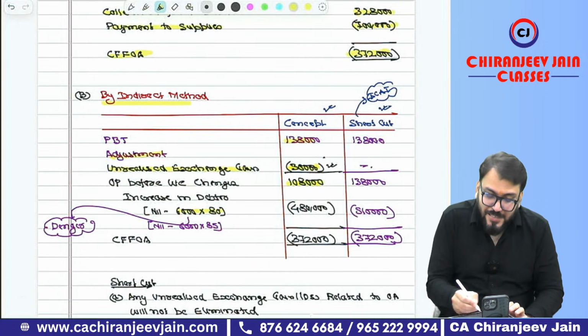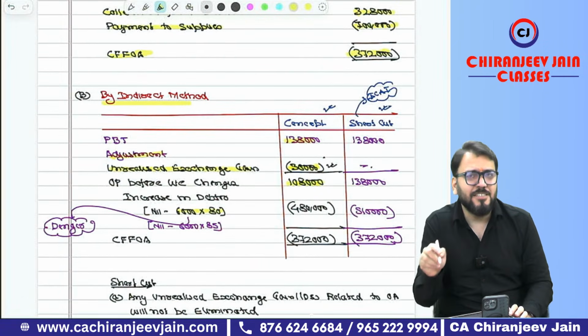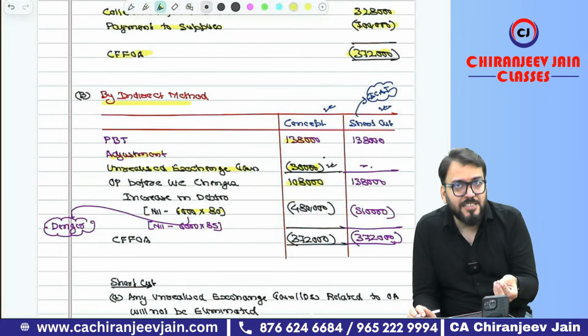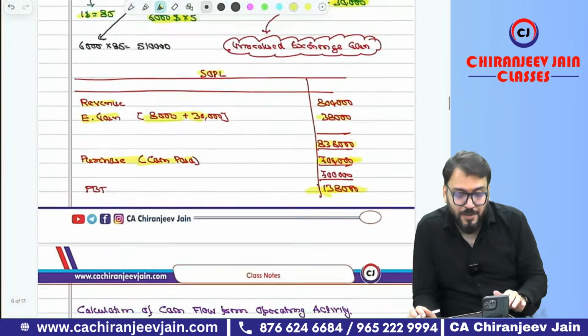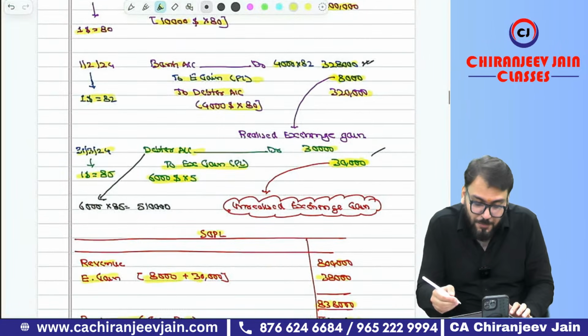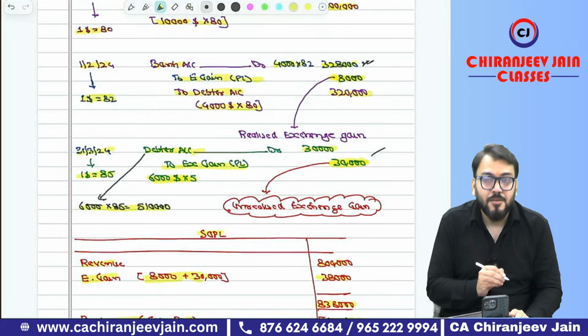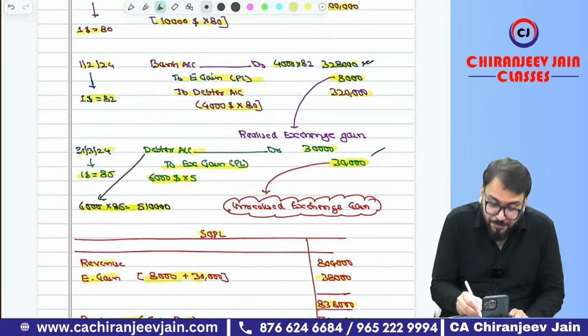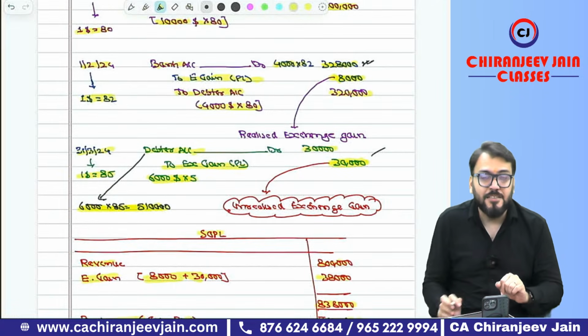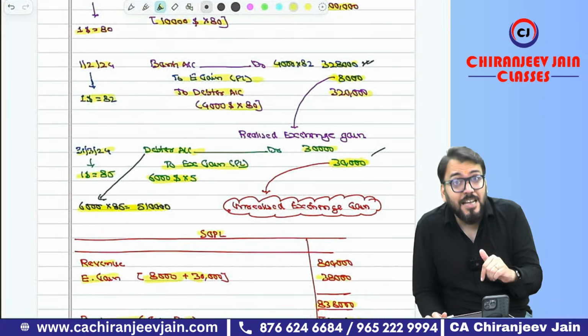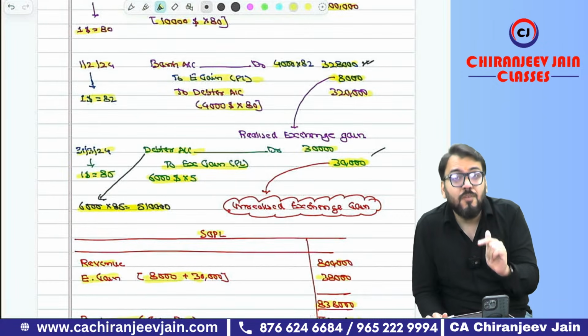1,08,000. And then we need to think about increase or decrease in debtor. Opening debtor was nil. Closing debtor becomes how much? Yes, closing debtor becomes 6,000 into 85, that is 5,10,000. In the balance sheet it is coming as 6,000 into 85, that is 5,10,000. But if you have eliminated exchange gain, what is unrealized?